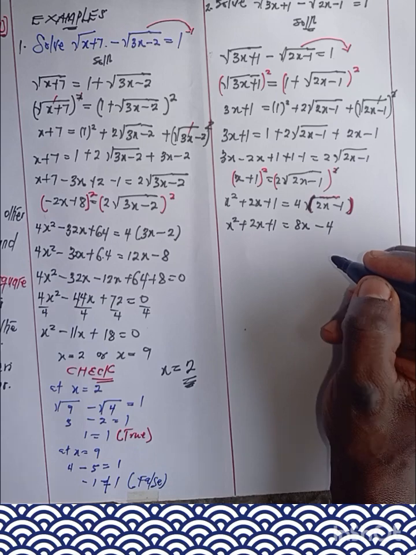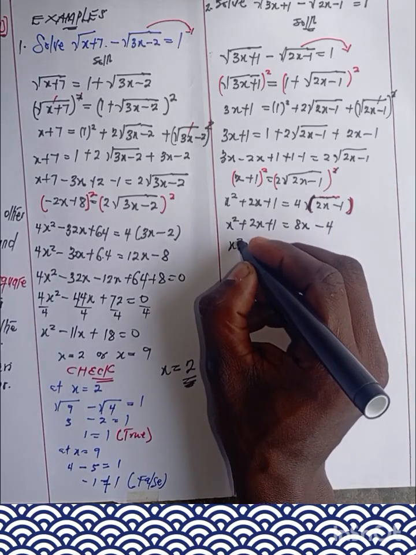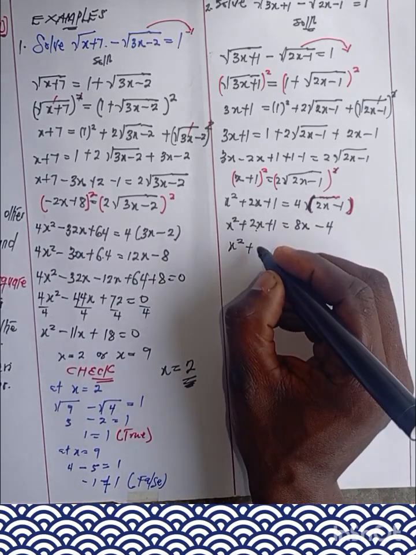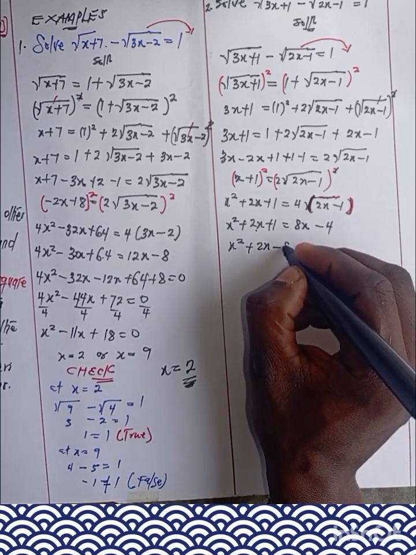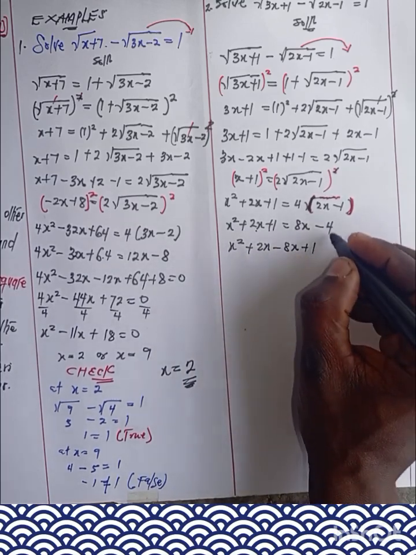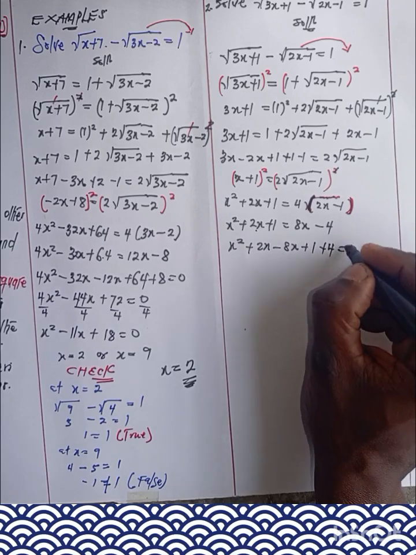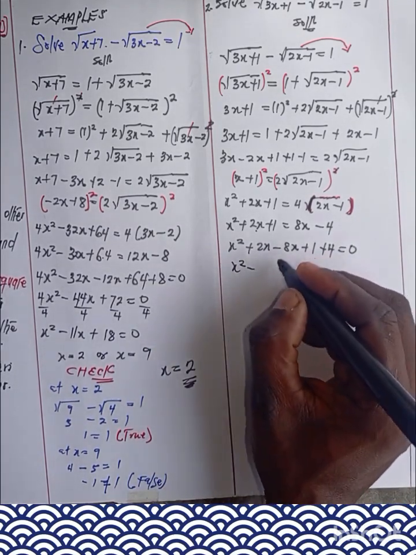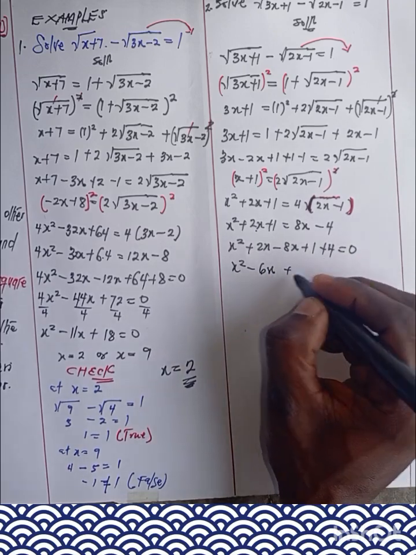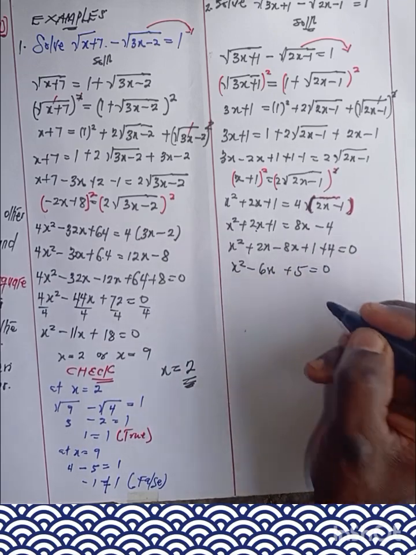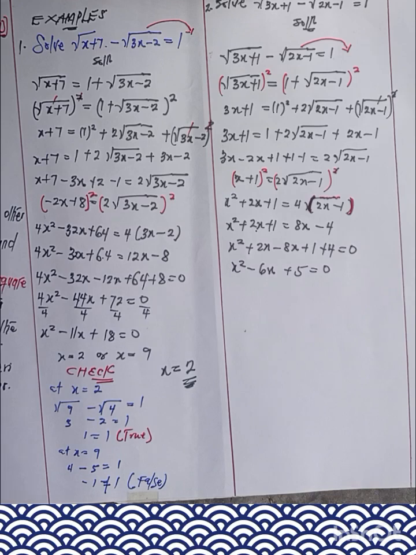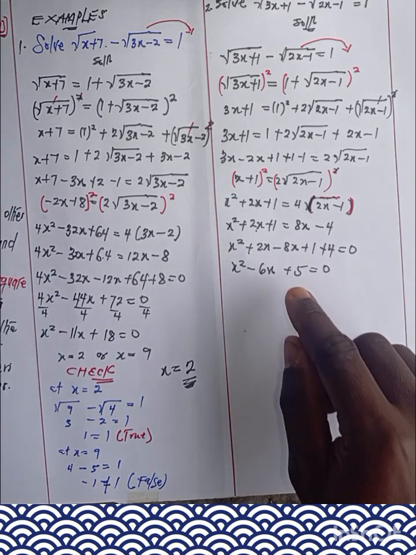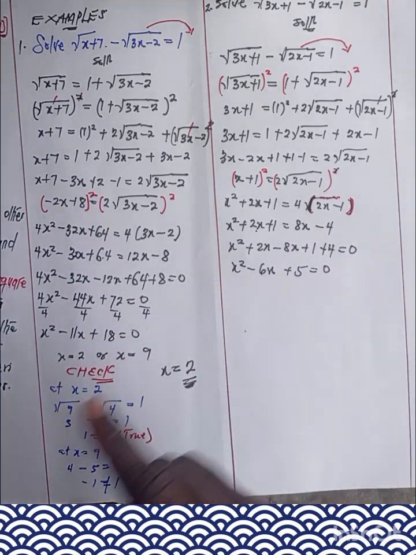Let's group like terms again. Okay, so we have x squared here plus 2x minus 8x plus 1 plus 4 is equal to 0. So we are going to get x squared, this will give us minus 6x, 1 plus 4 we have 5, is equal to 0. So this is a quadratic equation. So the fourth step states that solve the equation. So we are going to solve this equation to obtain the values of the variable x.